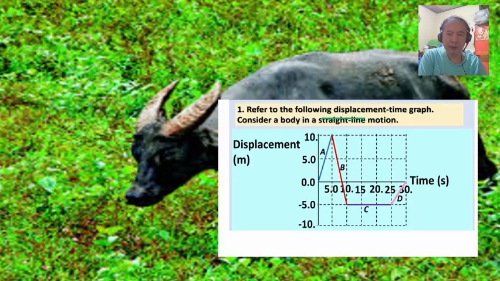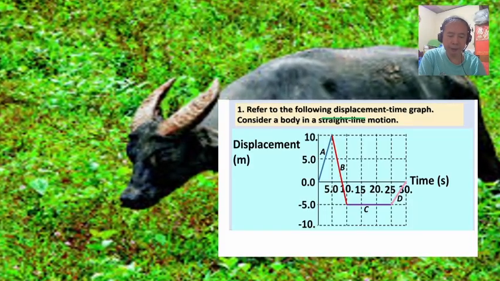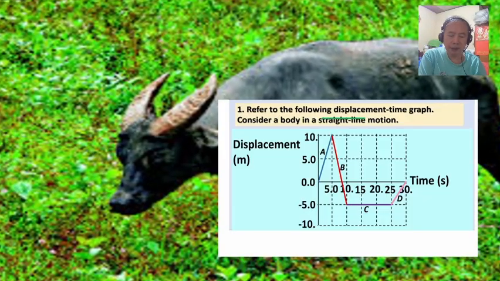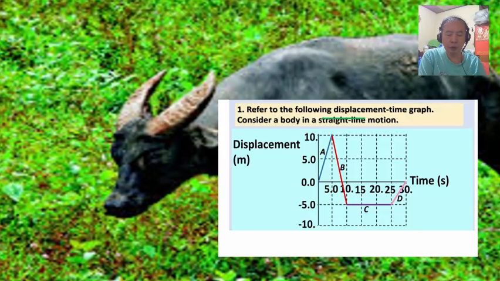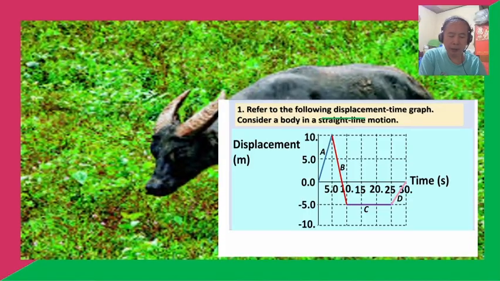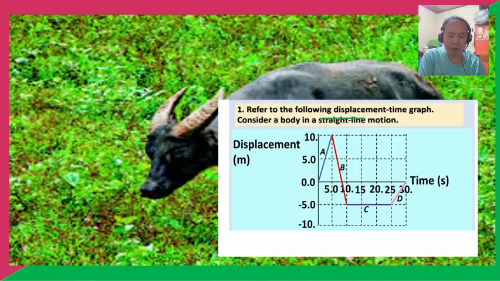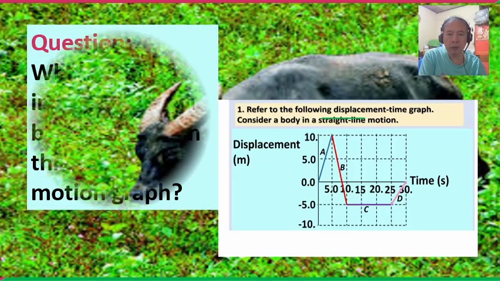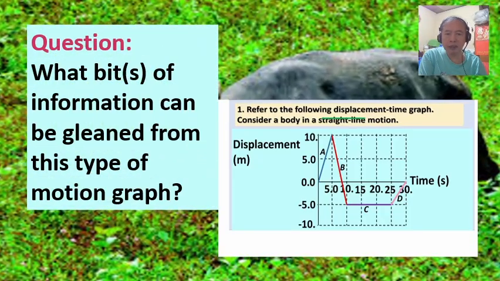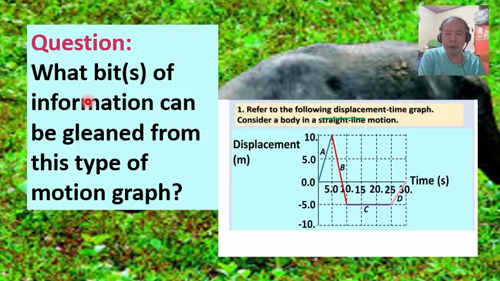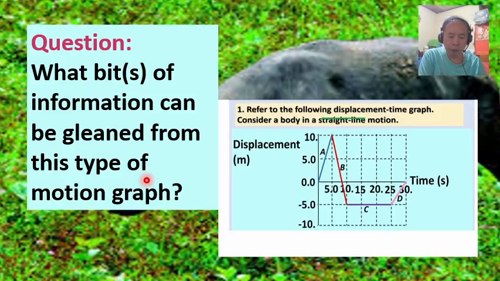Referring to the displacement time graph in the figure, we assume that the body is in a straight line motion along the horizontal or x direction. What bits of information can be gleaned from this type of motion graph?